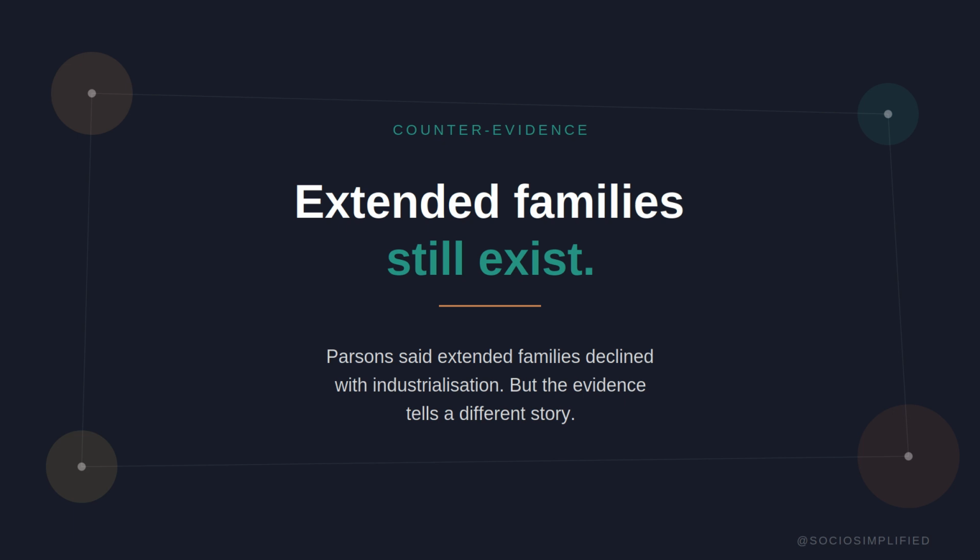Okay, so critics say Parsons got the past wrong, but there's also a challenge from the present. Even today, in modern industrial and post-industrial society, evidence shows that extended families haven't disappeared, they've just changed. Three pieces of evidence you need to know.